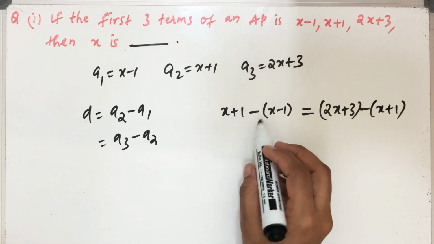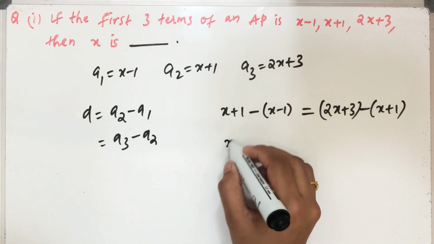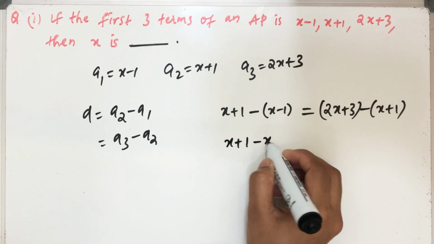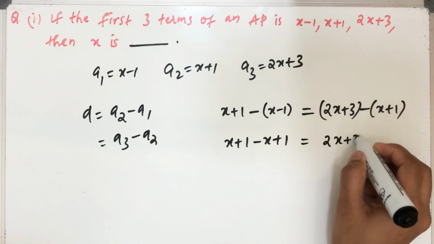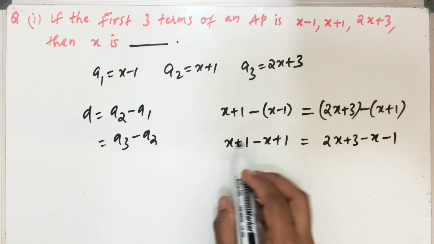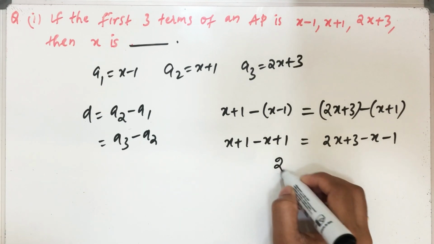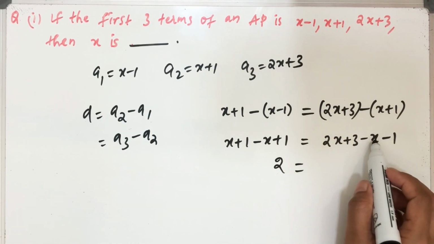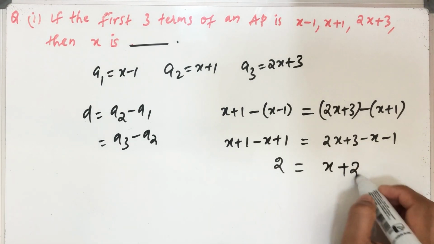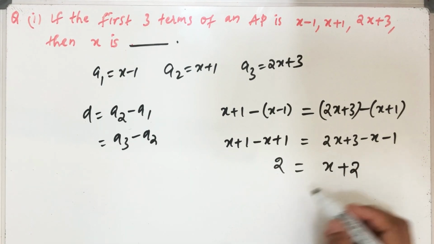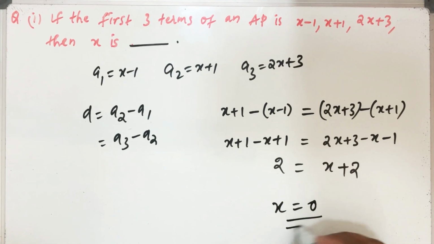This is x plus 1 minus x, minus of minus 1 is plus 1, that is x plus 1 minus x plus 1, which is equal to 2x plus 3 minus x minus 1. This is x minus x, 0. 1 plus 1, 2. 2 is equal to 2x minus x, that is x, plus 3 minus 1, that is 2. That is x plus 2 equal to 2, or we can write x is equal to 2 minus 2, which is equal to 0.